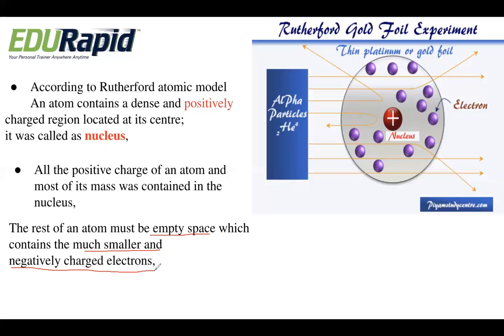Why did he get these inferences? Because only a few rays were deflecting from their path. You can see the small blue balls are nothing but the electrons, right? Only a few rays were deflecting, so he said that there is a very small number of electrons in the empty space of an atom. So these were the three inferences from the alpha scattering experiment by Rutherford.